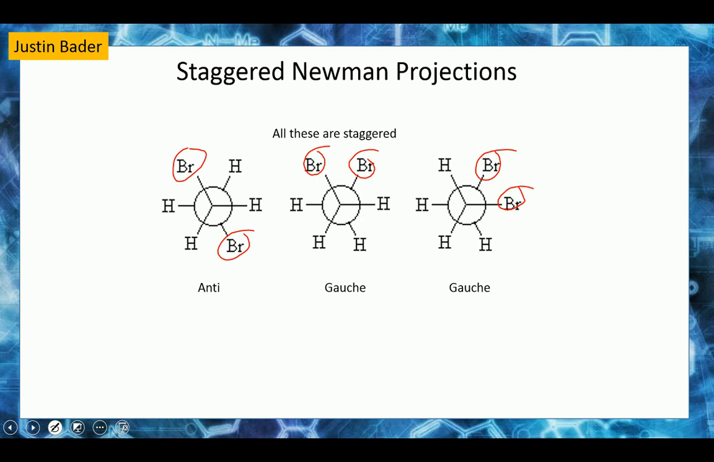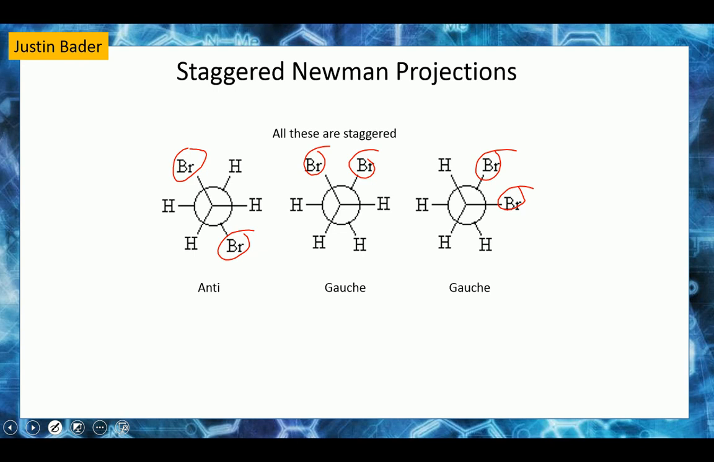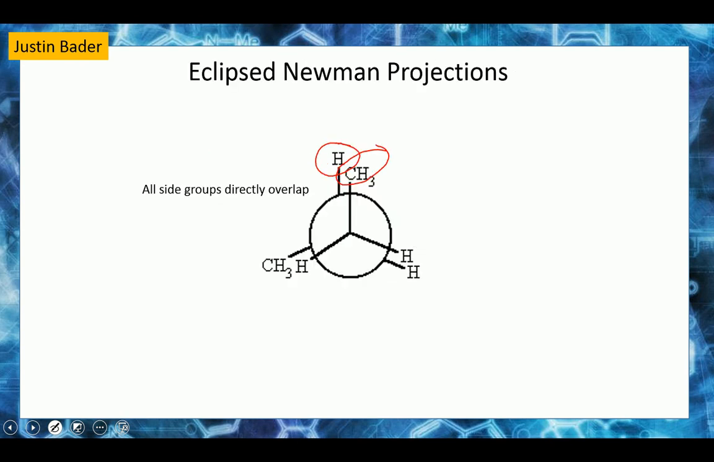The eclipsed conformations, on the other hand, are where the side groups directly overlap. So we have a hydrogen and the methyl group here that are right on top of each other, and these cause elevated energies because it's not very happy with these big groups being right on top of each other. And eclipsed conformations do not have a different name based on whether the largest groups are on top of each other, whereas for staggered we had anti and gauche. Eclipsed is usually just called eclipsed, or at least that's what we learned in 512.